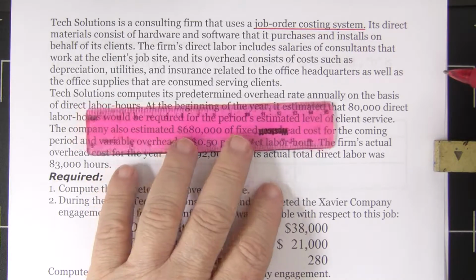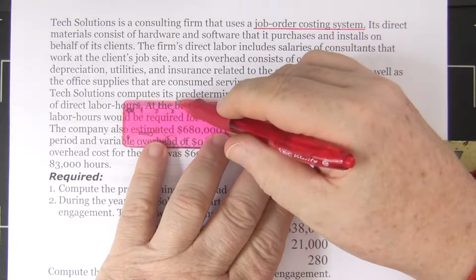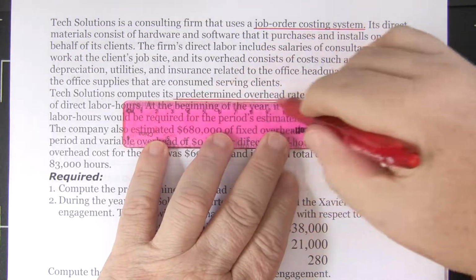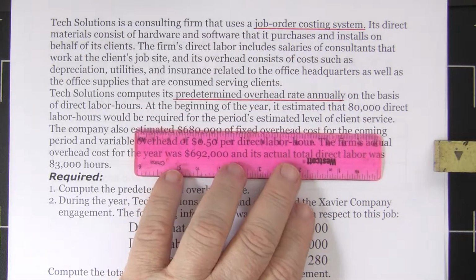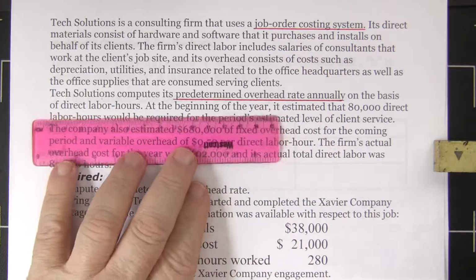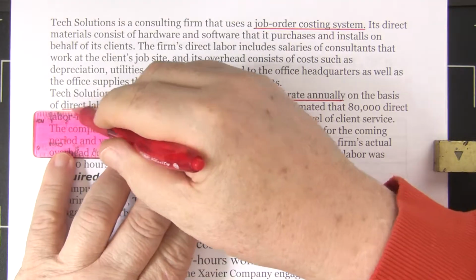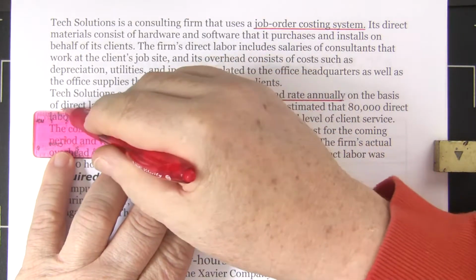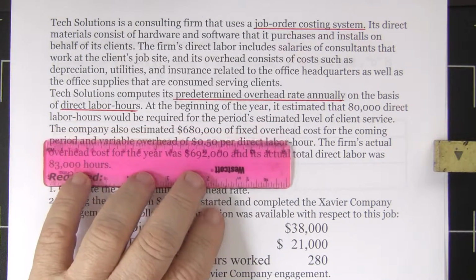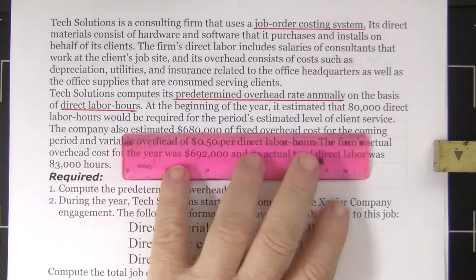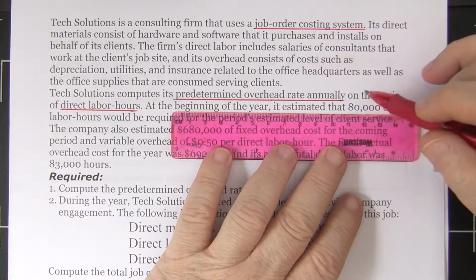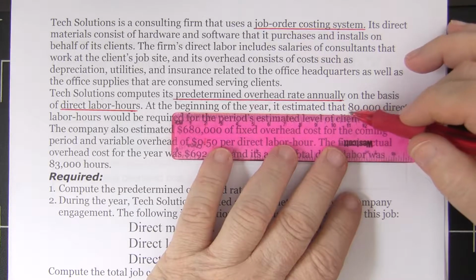They compute its predetermined overhead rate annually. That is important, which means at the beginning of each year, they estimate the overhead for the coming year. And they use direct labor hours. So what that means is they're going to guess their total overhead and divide it by what they guess their total hours to be. At the beginning of the year, it estimated 80,000 direct labor hours.